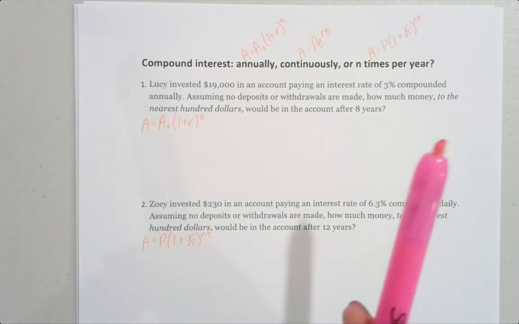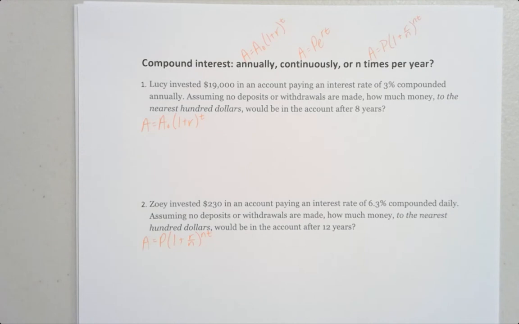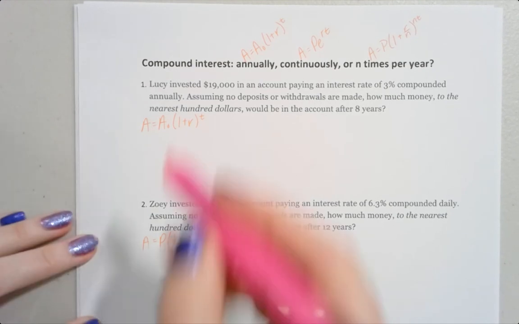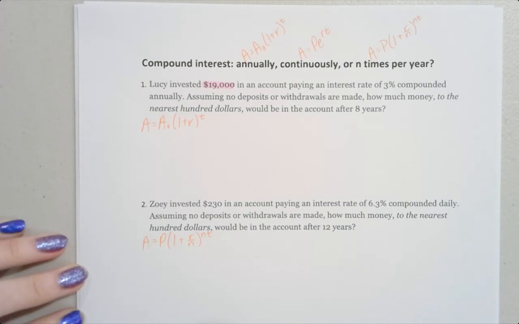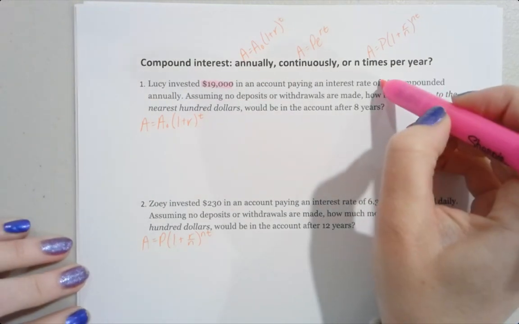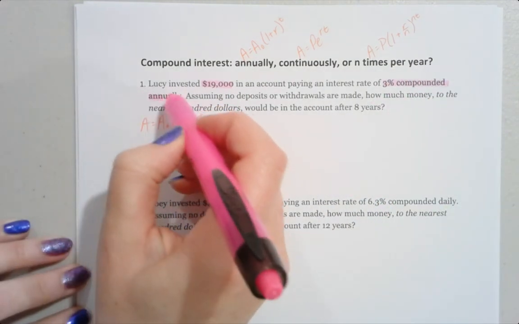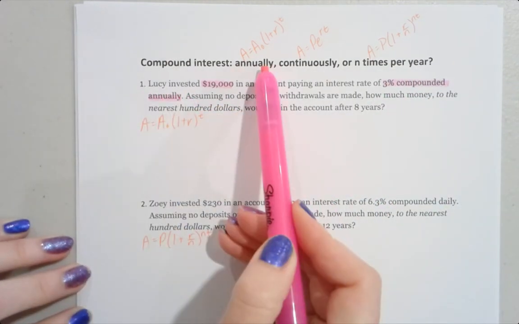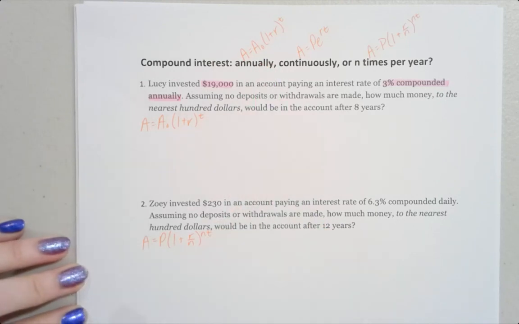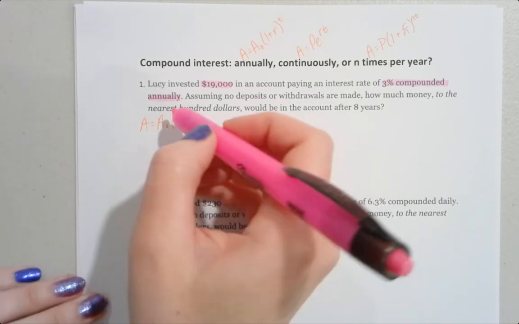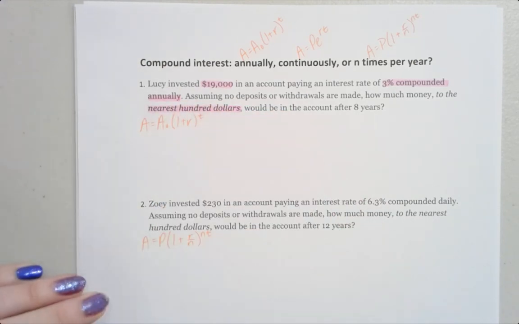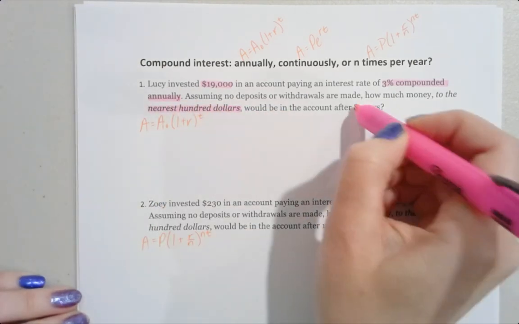Your highlighter is going to come in handy. So Lucy is going to invest $19,000 into an account that pays an interest rate of 3% compounded annually. All right, so that means that I'm going to be using this guy here. Assuming no deposits or withdrawals are made, so we don't touch the account, how much money to the nearest $100, we're going to have to round here, would be in the account after 8 years?